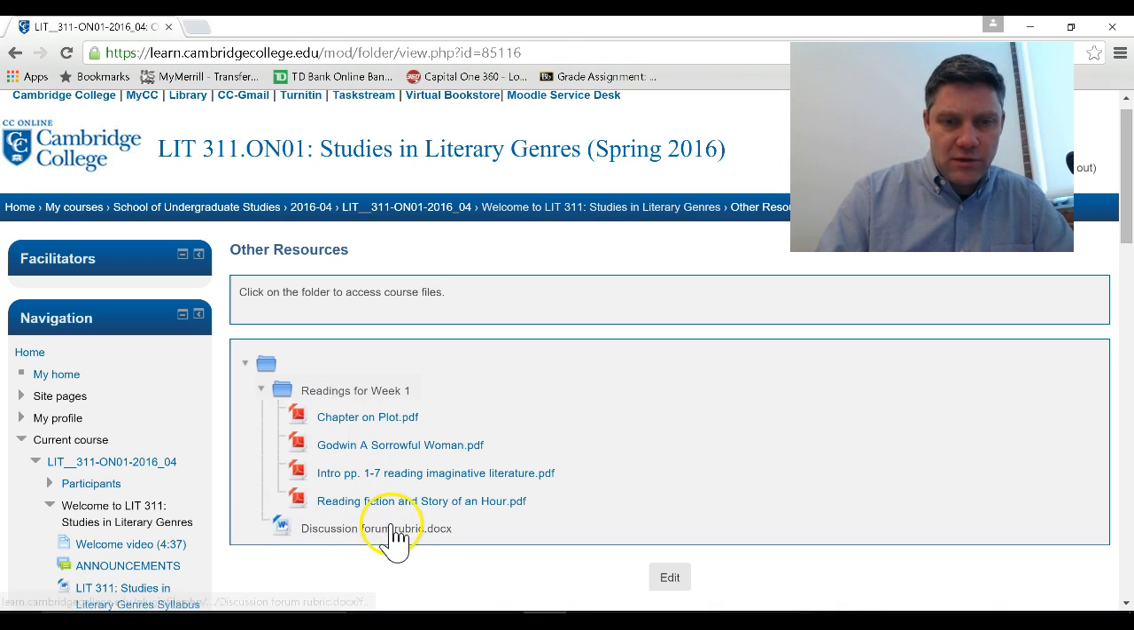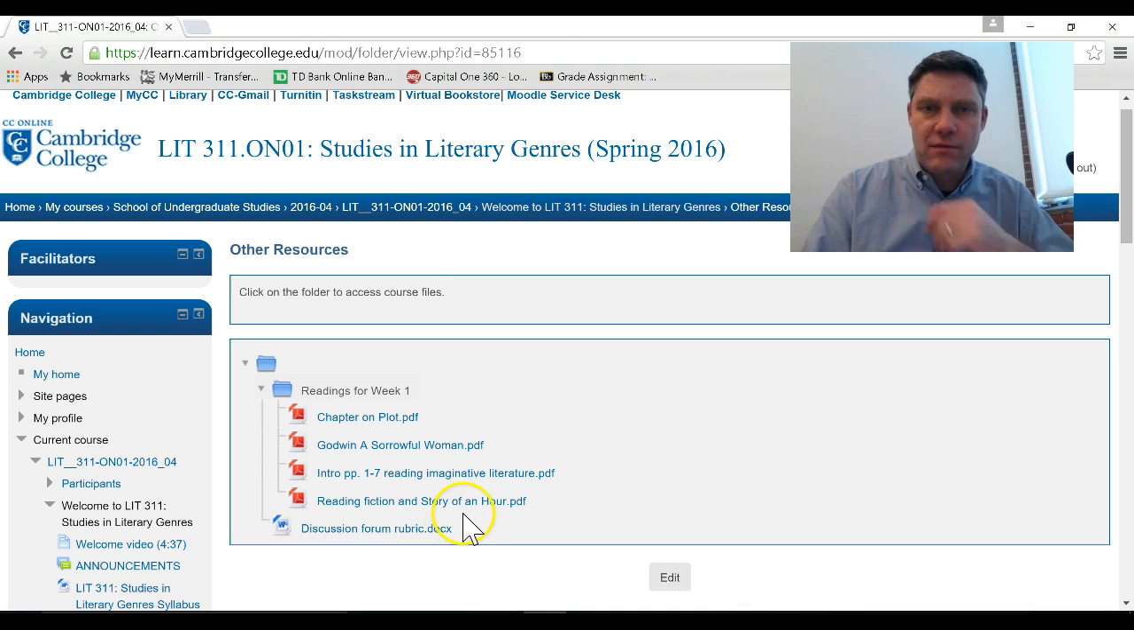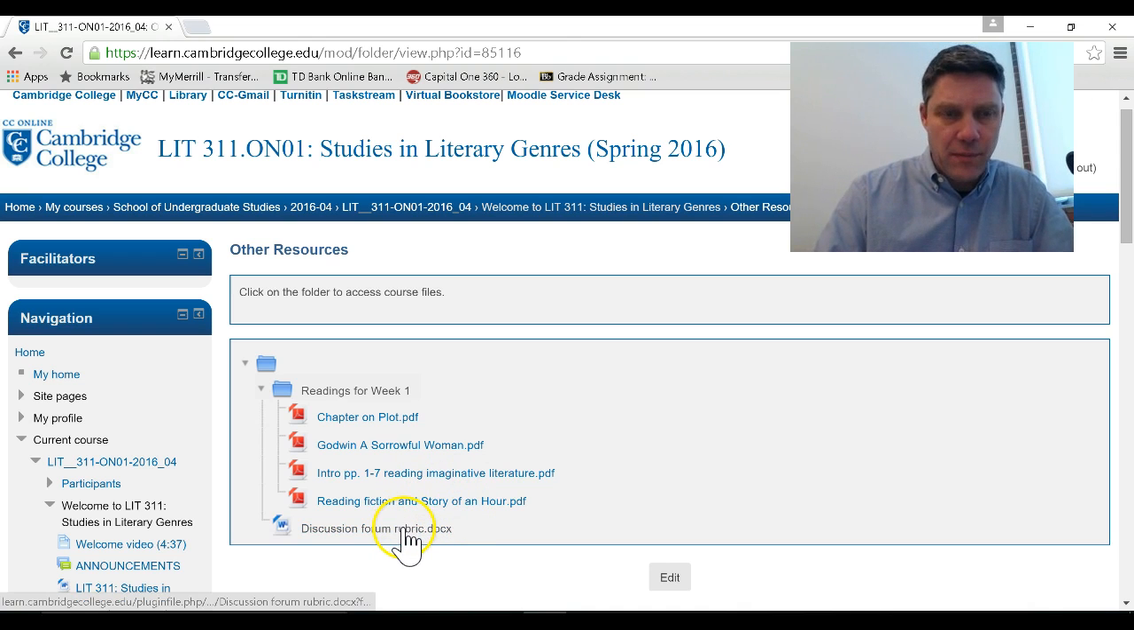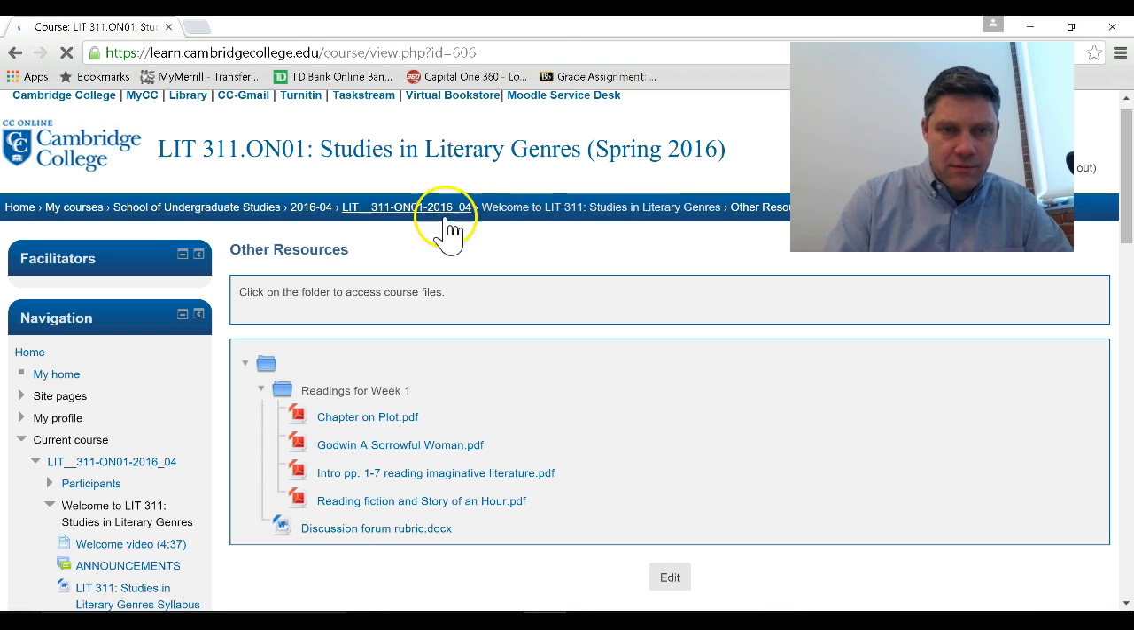I also have a discussion forum rubric right here. If you click on that, it gives you an idea of the different ratings that I give for different discussion forum posts. So like a 5 is a really thorough, elaborate response, and maybe a 1 or 2 is just a sentence or 2 response. So take a look at those so you have an idea of what I'm looking for in the discussion forum. Let's go back to the class.